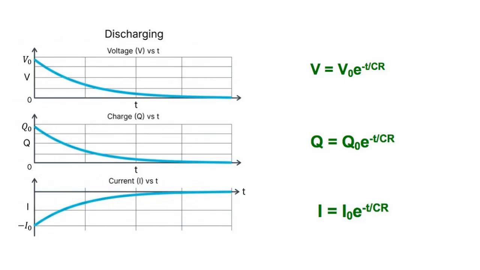Here, we see how voltage, charge, and current change over time during the discharging process of a capacitor. The voltage and charge both decrease exponentially, starting from their initial values and gradually approaching zero. This reflects the capacitor releasing its stored energy. The current, on the other hand, also decreases exponentially, but begins from a negative initial current, showing the flow of charge out of the capacitor. These behaviors are captured by the equations, where each quantity decreases according to an exponential function with a time constant defined by the product of resistance and capacitance.